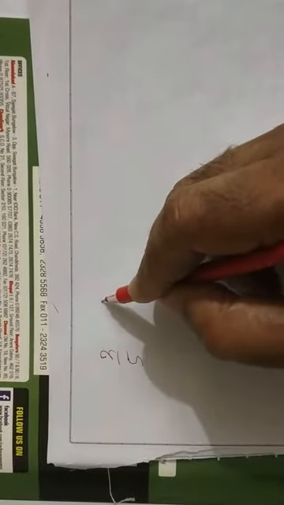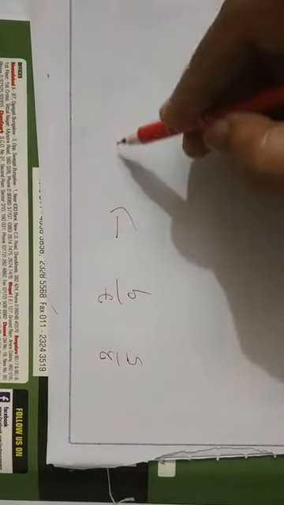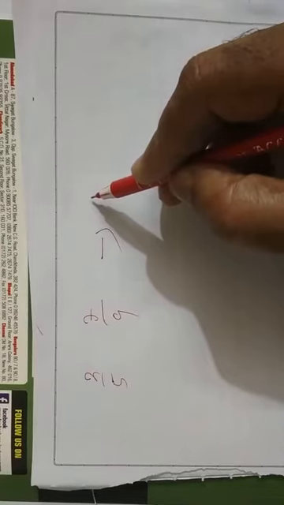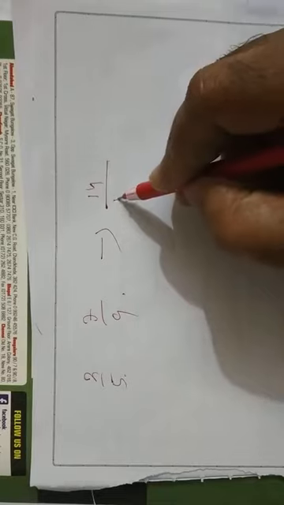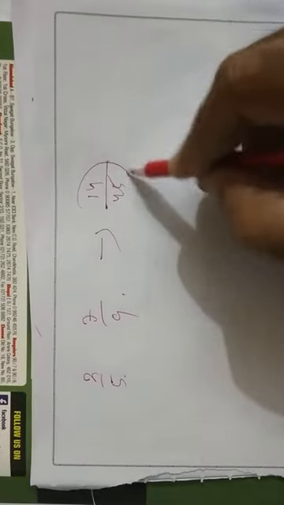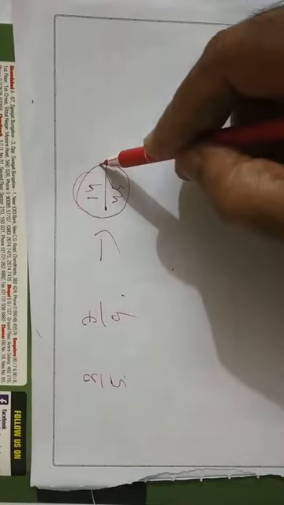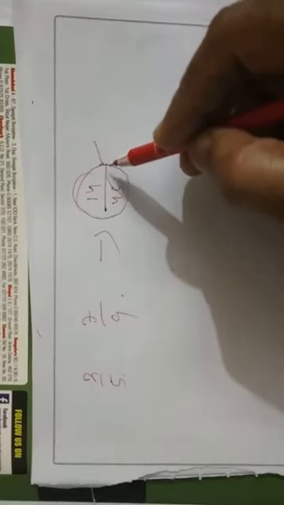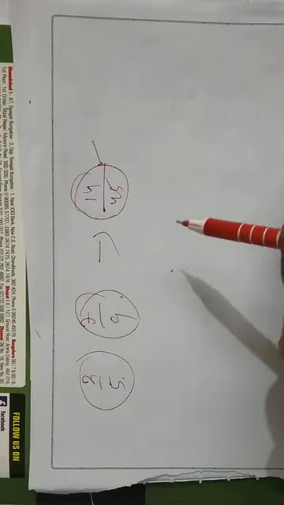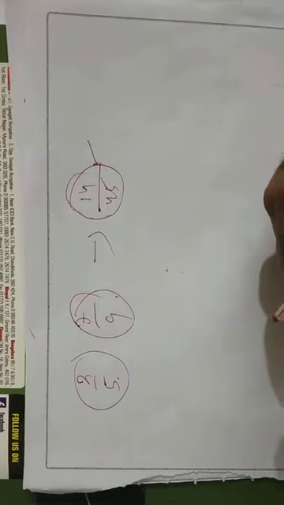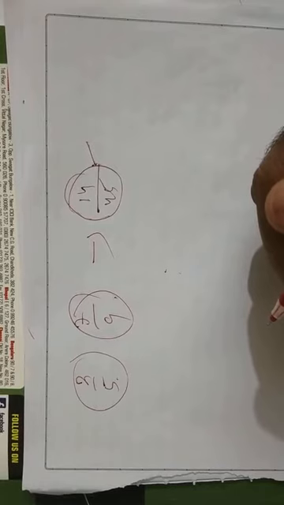And if there are two ratios, 2 by 5 and 7 by 9, then if I multiply the antecedents, that is 2 into 7, 14, by 5 into 9, 45, the new ratio obtained is known as the compound ratio of these two. This new ratio is called the compound ratio of the first two.